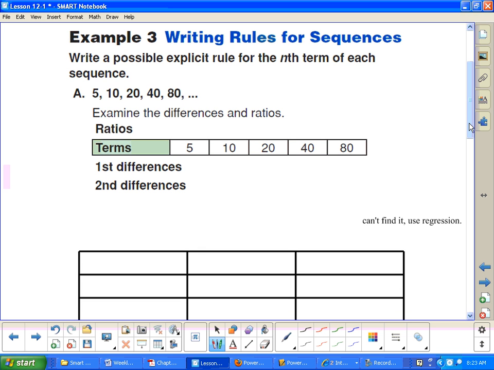So first of all, we need to figure out what kind of function this is. Is this exponential? Is it linear? Is it quadratic? Here we've got the terms 5, 10, 20, 40, and 80. So is this linear, quadratic, or exponential? We can do the first differences.